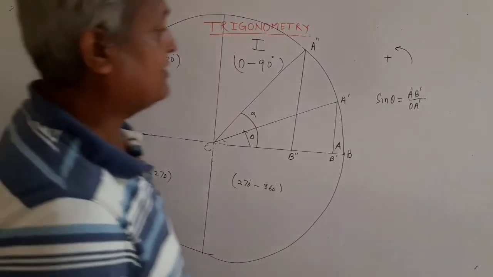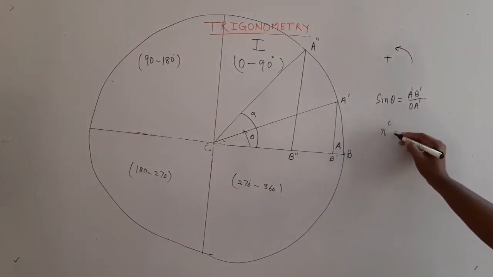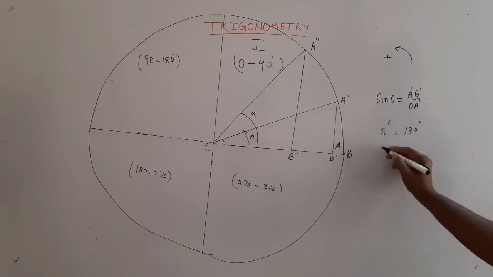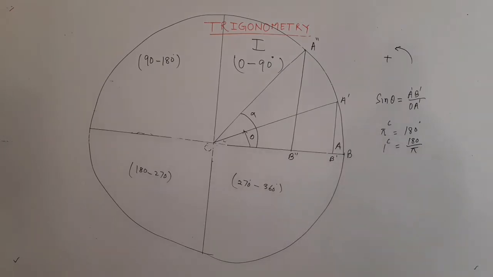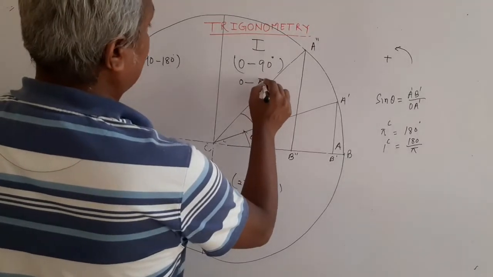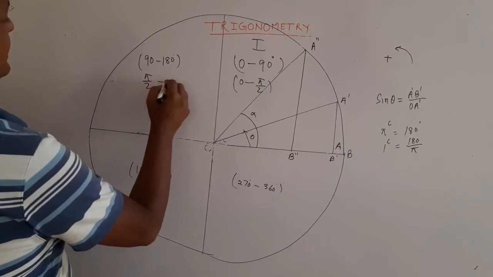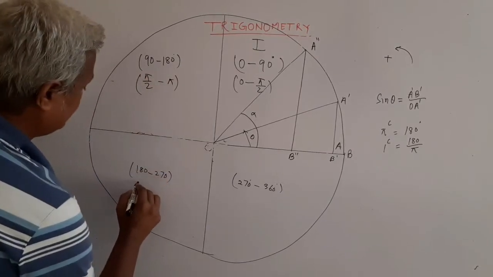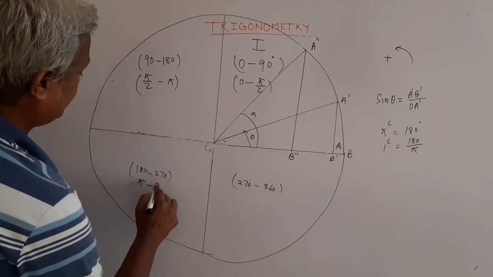Now you know that angles are measured in circular measure, which says that pi radian is 180 degrees, and then 1 radian is 180 over pi. So for the full circle, 2 pi is 360 degrees. In terms of radians, things are written like 0 to pi over 2, this is 0 to 90. This is pi over 2 to pi. This is pi to 3 pi over 2.